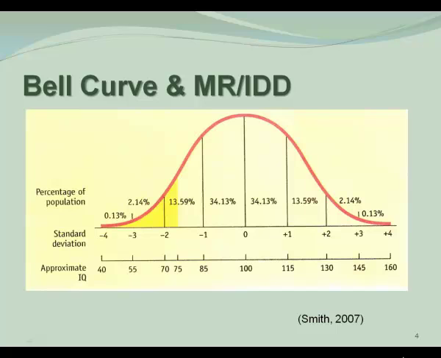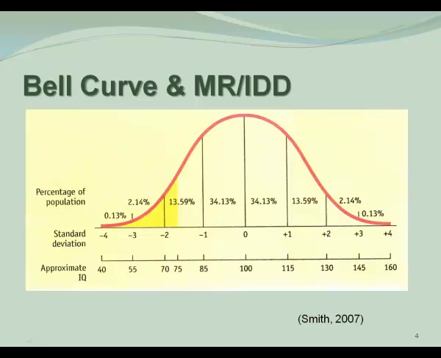Let's look at the bell curve and think about what MR or IDD means on the bell curve. Significant sub-average intelligence is defined as below -2 standard deviation. Some states go as far as saying the definition is -1.5 standard deviation. Thus you see the yellow section becomes a little bit larger.